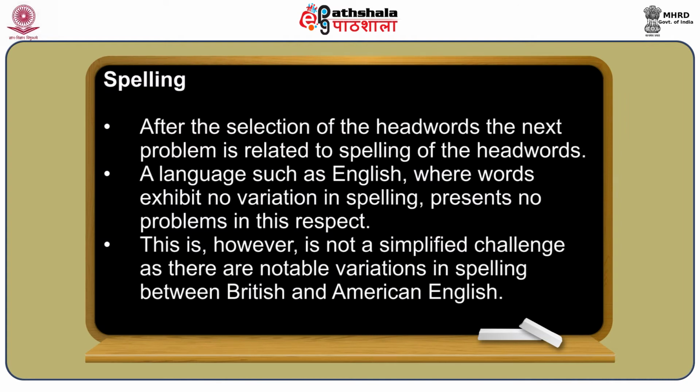Spelling. After the selection of the headwords, the next problem is related to spelling of the headwords. A language such as English, where words exhibit little variation in spelling, presents few problems in this respect. This, however, is not a simplified challenge, as there are notable variations in spelling between British and American English. But in a language like Bangla, where nearly 20% of the total vocabulary exhibits spelling variation, the selection of one particular spelling out of multiple alternatives available in the language is a serious problem. The question that arises in this situation is, which spelling should be selected for the headword? Since there is no simple way to overcome this problem, the frequency of use of each variant in the language is one of the most reliable criteria.